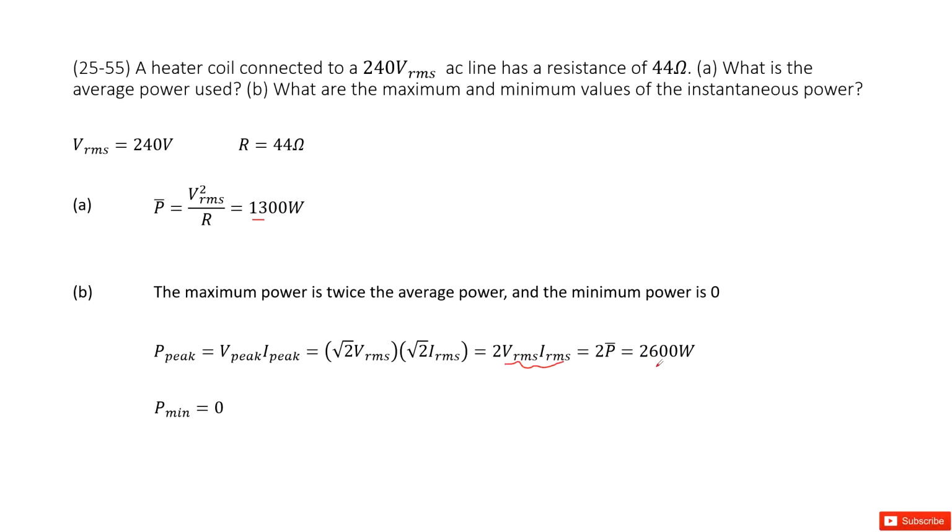The next one, what is the minimum value for the instantaneous power? That is 0, because at some time, the voltage will become 0, or the current becomes 0. Either situation will make the power become 0.